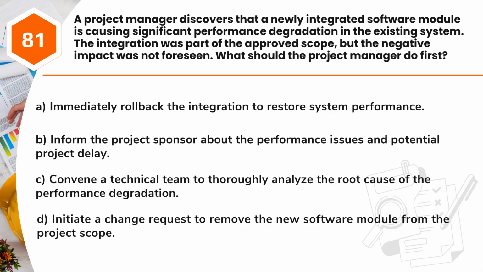A. Immediately roll back the integration to restore system performance. B. Inform the project sponsor about the performance issues and potential project delay. C. Convene a technical team to thoroughly analyze the root cause of the performance degradation. D. Initiate a change request to remove the new software module from the project scope.